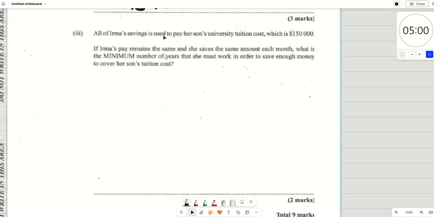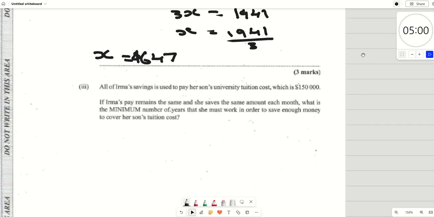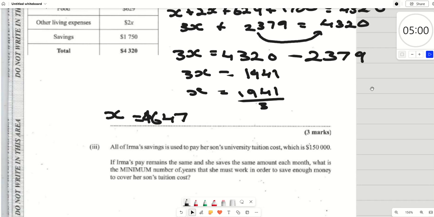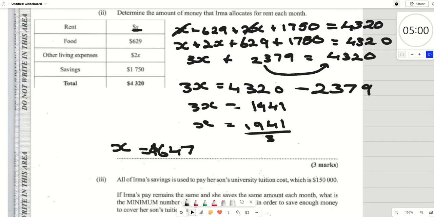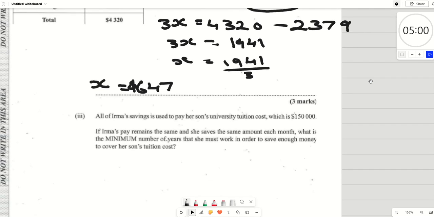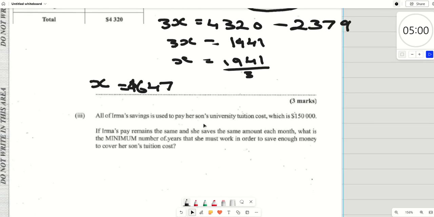All of Irma's saving is used to pay her son's university tuition, which is $150,000. If Irma's pay remains the same and she saves the same amount of money each month, what is the minimum number of years that she must work in order to save enough money to cover her son's tuition? So let's see how much she's saving. Saving is 1,750. We know that is for 1 month.